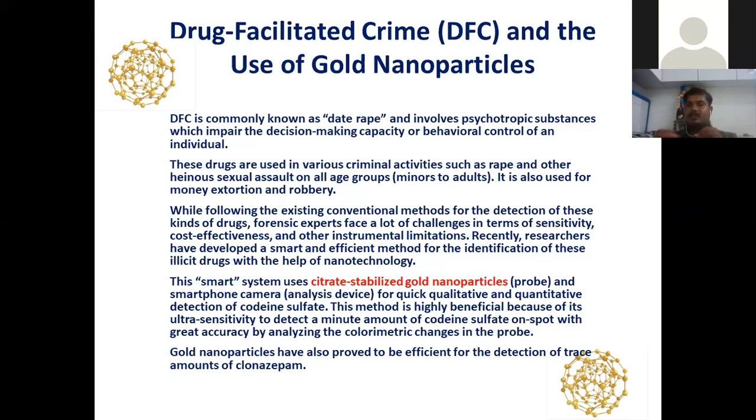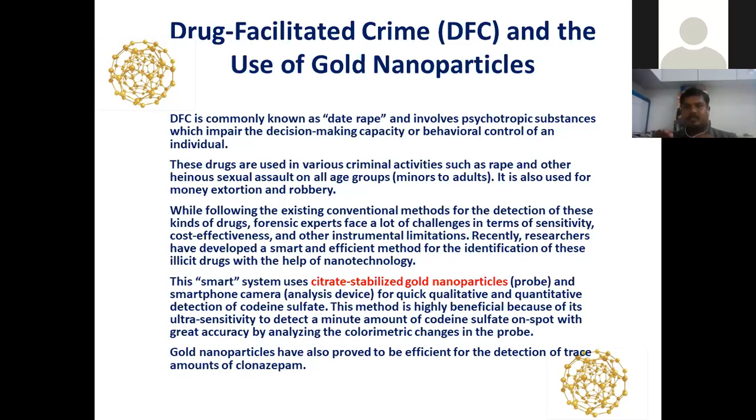In India, some liberal laws are there, but drugs are a major problem. People say there are so many drugs in Chennai. In drug-facilitated crimes, they use citrate-stabilized gold nanoparticles. Citrate is one of the chemicals used to synthesize gold nanoparticles; it is a reducing agent. The citrate-based gold nanoparticle is used as a probe, with a smartphone camera as an attached device, and they identify the drugs.